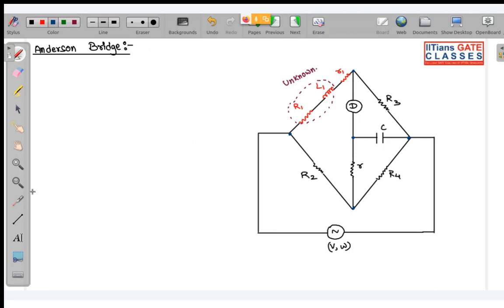So now look very carefully. This part, okay, this part, this is basically a delta. Okay, this is basically a delta. What I can do, I can do delta to star transformation. Okay, delta to star transformation I can do very easily. So first see the analysis, then you can copy.